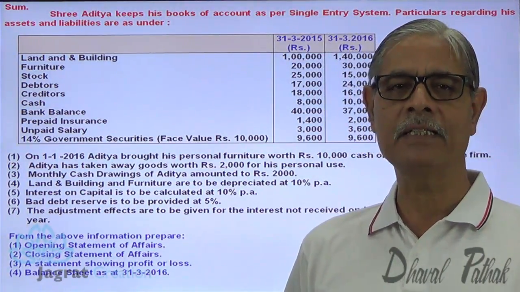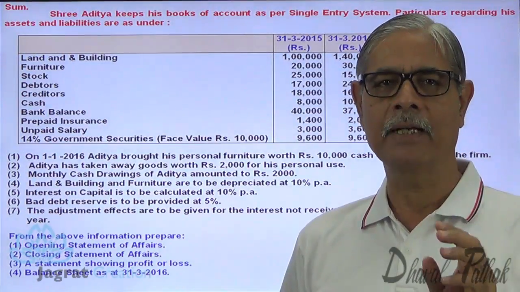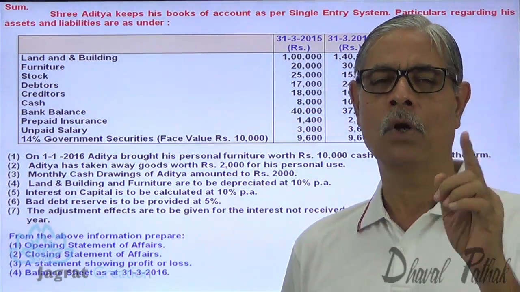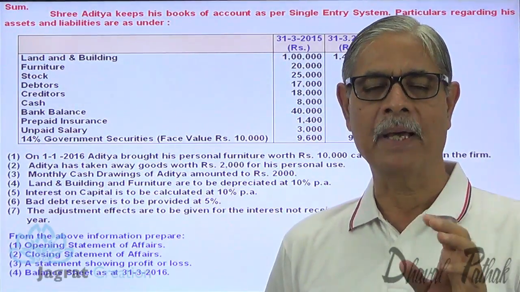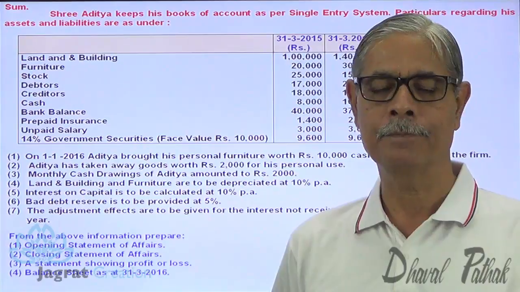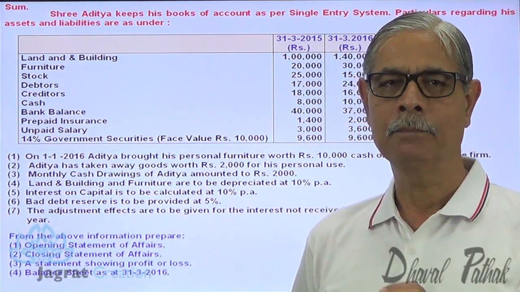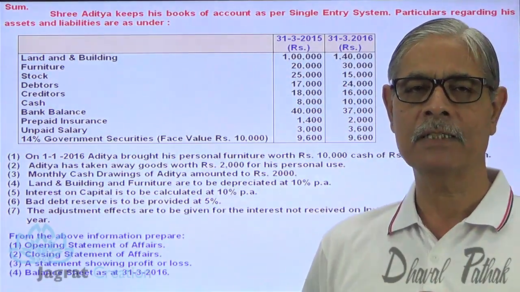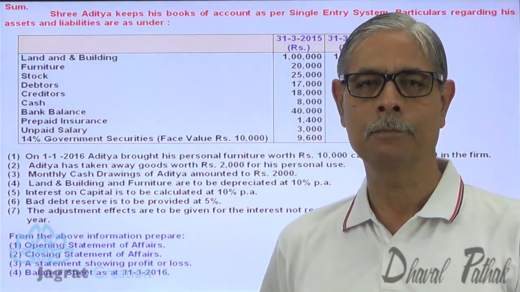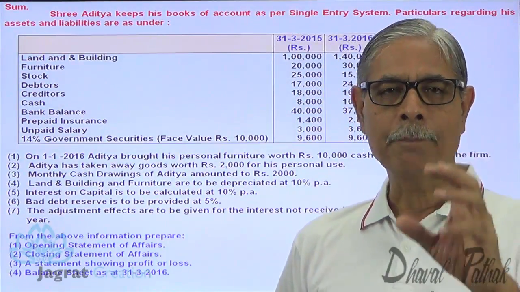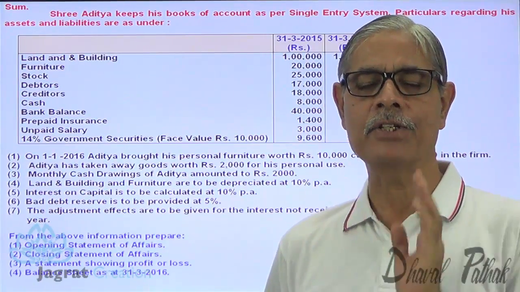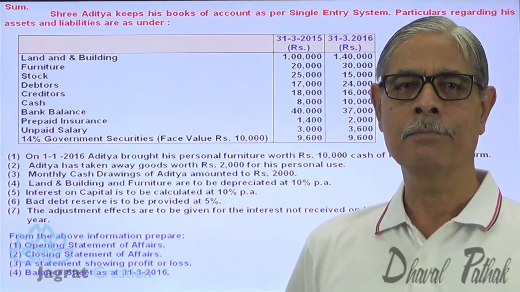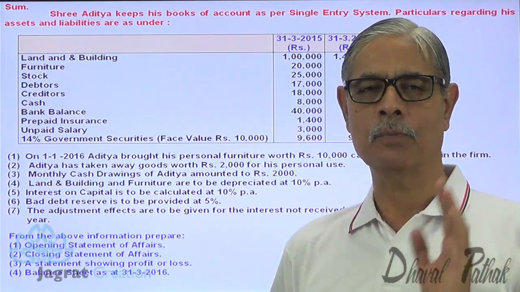What is to be done in this type of sum? First, find out opening capital or capital at the beginning of the accounting period by preparing opening statement of affairs. Step 2, prepare closing statement of affairs and find the closing capital. Then prepare capital comparison statement considering drawings and additional capital brought by the proprietor and find out the gross profit.